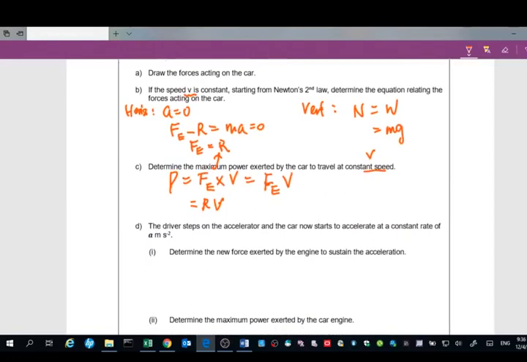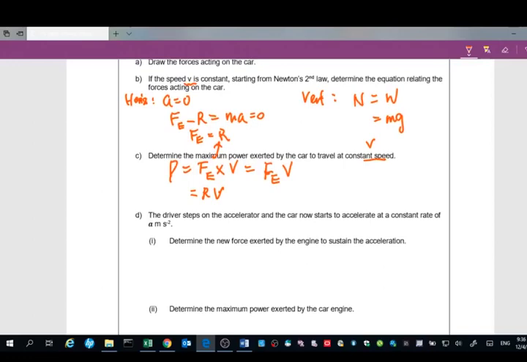Right. Next, the driver steps on the accelerator and the car now starts to accelerate. Right. The acceleration is not zero anymore. It's some a value here. So what is the new force exerted by the engine to sustain the acceleration? Now, whenever there's an acceleration, you need to go back to Newton's second law. Net force equals mass times acceleration. The net force now, the new Fe, the new engine force, minus R equals mass times acceleration. So the new engine force equals R plus ma.